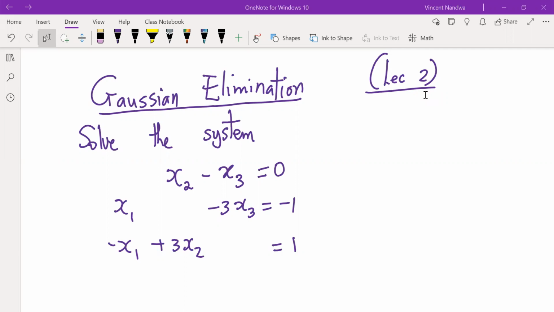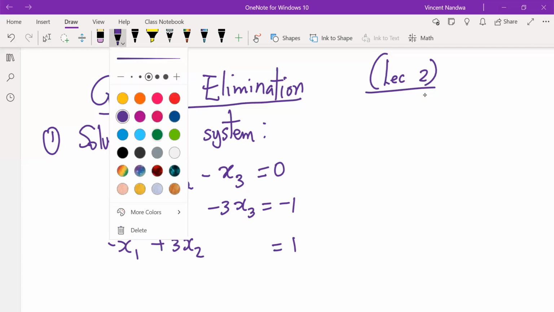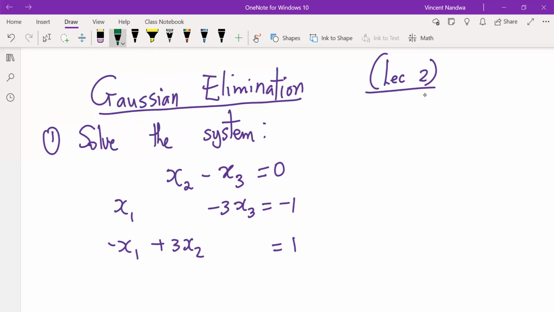So here is the first appetizer. Solve the system x2 minus x3 equals 0, x1 minus 3x3 equals -1, minus x1 plus 3x2 equals 1. The first step you must always do is to write each equation with the variables involved in the system, and for equations which do not have some variables, you force them there by multiplying by coefficient 0.